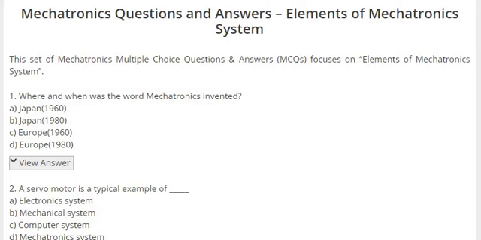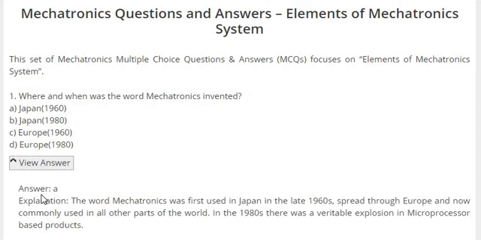Mechatronics subject MCQ, multiple-choice questions and answers. The question may be asked here: where and when was the word mechatronics invented? Option A, Japan, 1960. Option B, Japan, 1980. Option C, Europe, 1960. And D, Europe, 1980. Now we will see the answer.